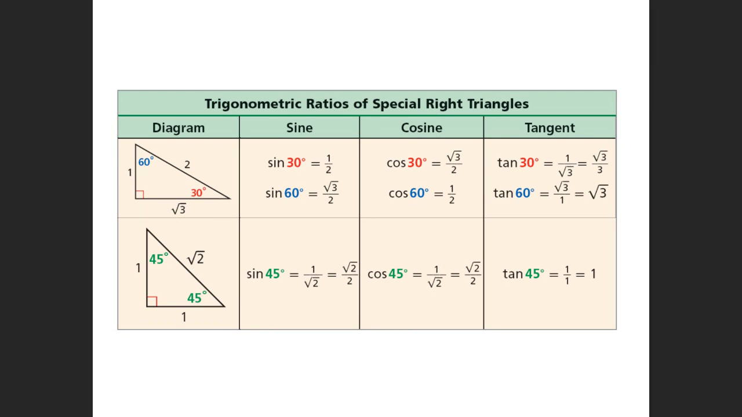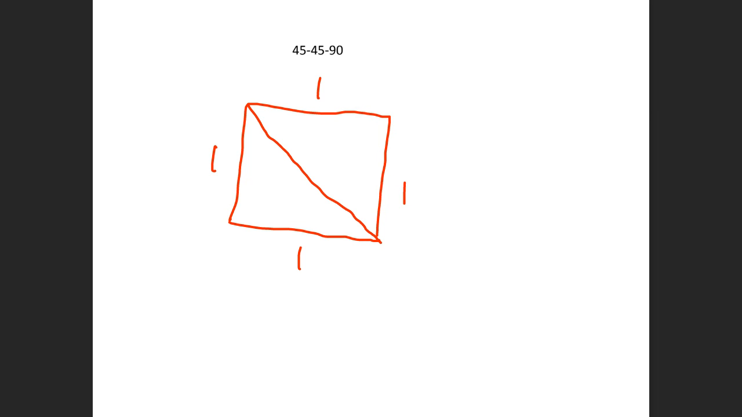Now, if I was going to do these, a 45, 45, 90 degree triangle, I'm going to try to explain this to you guys. If you had a square, and all squares have equal sides, right? So let's say this side is 1, this side's 1, this side's 1, and this side's 1. Well, in order to create a special triangle, all we have to do is cut the square in half. So now if I cut these angles in half, this would be a 45, 45, 90-degree triangle.